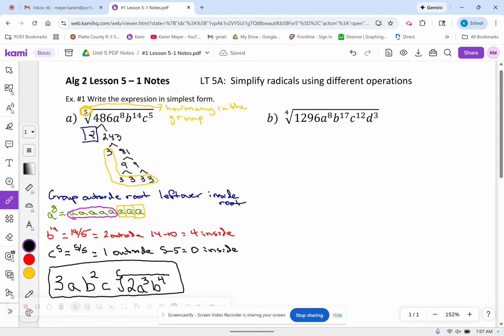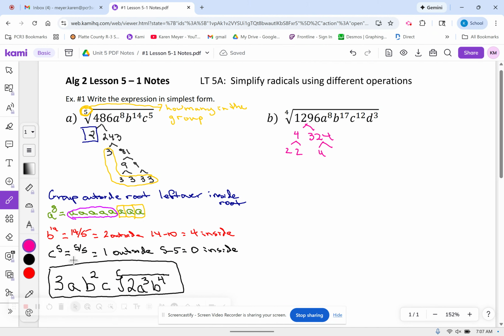Okay, so let's go try another one. For this one, let's break this down with a factor tree. So 4 and 324. 4 can go to 2 and 2.